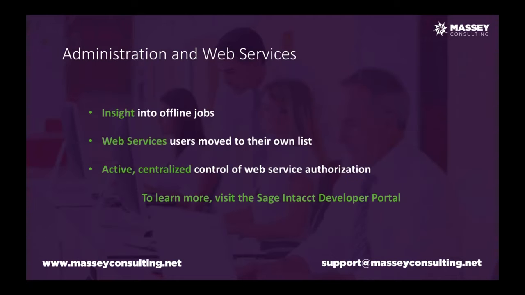Some changes to administration and web services. You now have more insight into offline jobs. So you can go into the system, you can see what jobs are waiting to be processed, and you have more insight into that. And if you are on a silver level or higher premium level of service, you can reorder those jobs in the system.